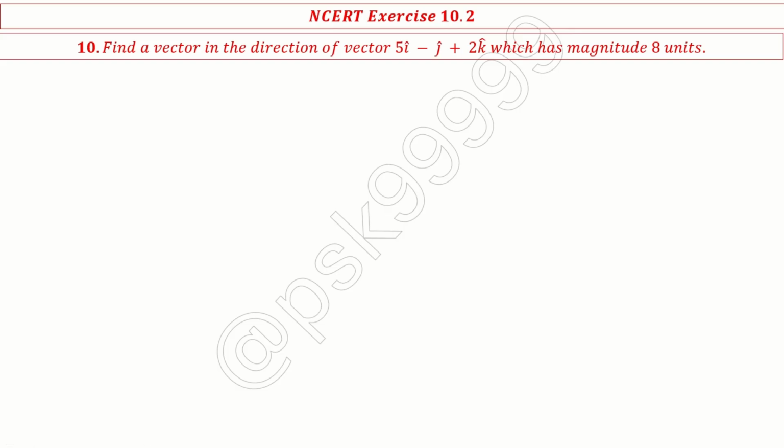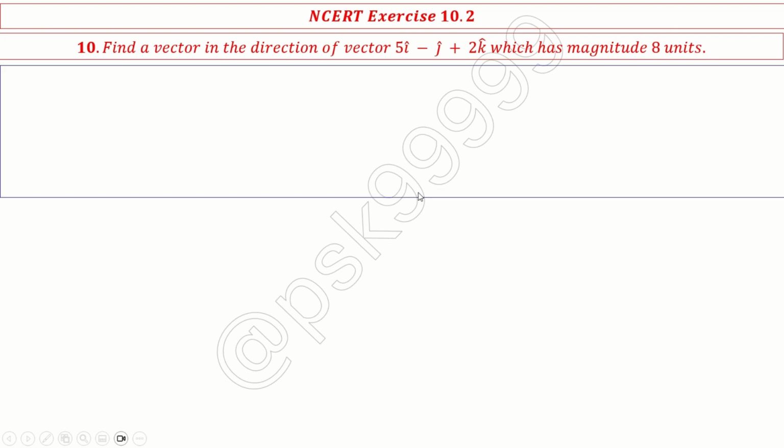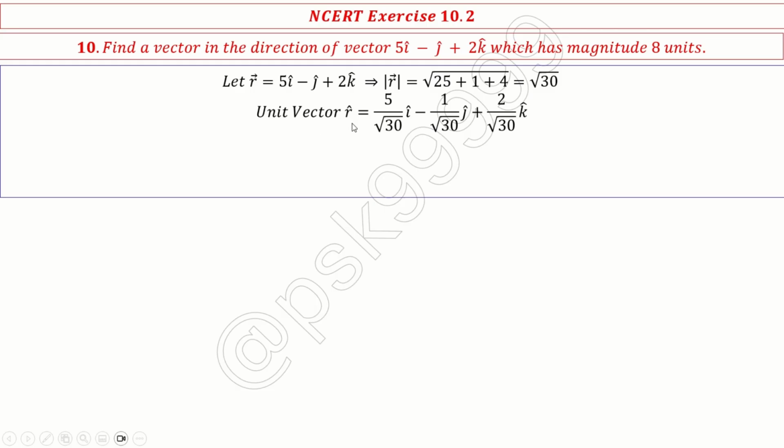Find a vector in the direction of the given vector which has a magnitude of 8 units. First you find the unit vector of the given vector and then multiply with 8, so you will get a magnitude of 8. This is the given vector. Its magnitude is the square root of 30. So find the unit vector r hat: 5 by root 30 i minus 1 by root 30 j plus 2 by root 30 k. Now this is your unit vector. Now we need to increase the magnitude to 8. How do you do it? Multiply with 8. That's all, 8 r hat. So this is the required vector.